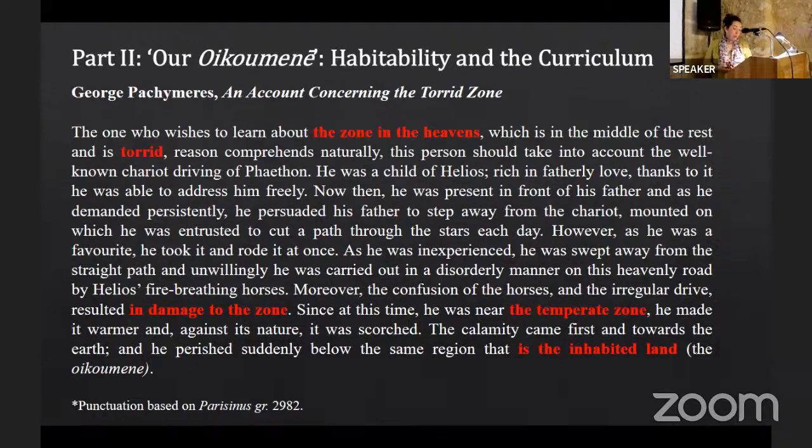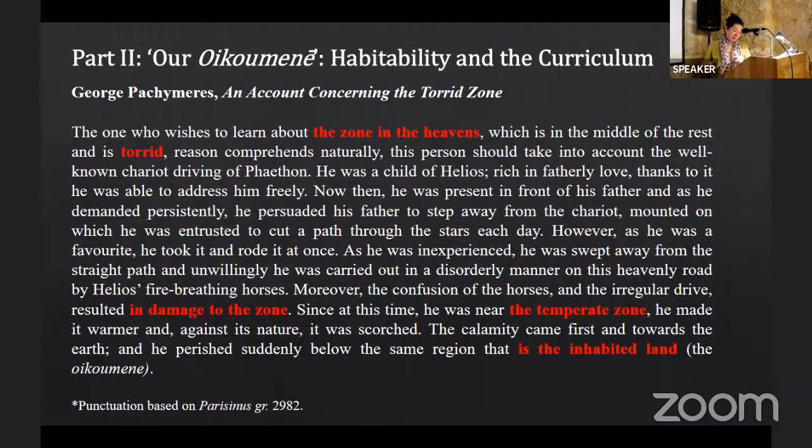He writes, "The one who wishes to learn about the zone in the heavens, which is in the middle of the rest and is torrid, as reason comprehends naturally, this person should take into account the well-known chariot driving of Phaethon." So suddenly myth appears, something we didn't see before in the textbooks. He was a child of Helios, rich in fatherly love. Thanks to it, he was able to address him freely. Now then, he was present in front of his father, and as he demanded persistently, he persuaded his father to step away from the chariot, mounted on which he was entrusted to cut a path through the stars each day.